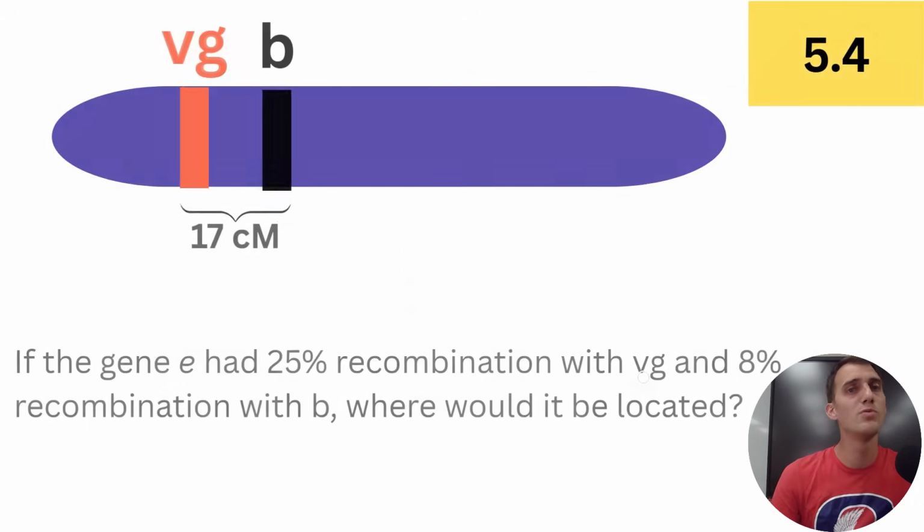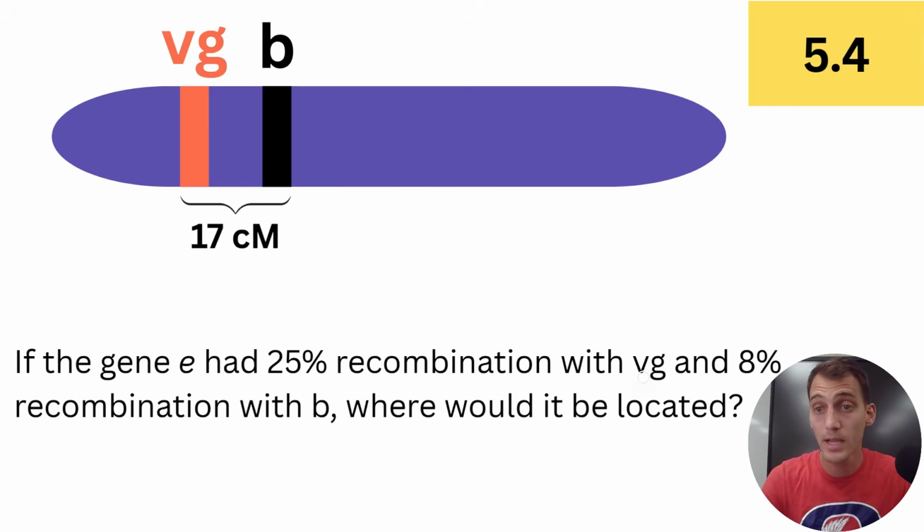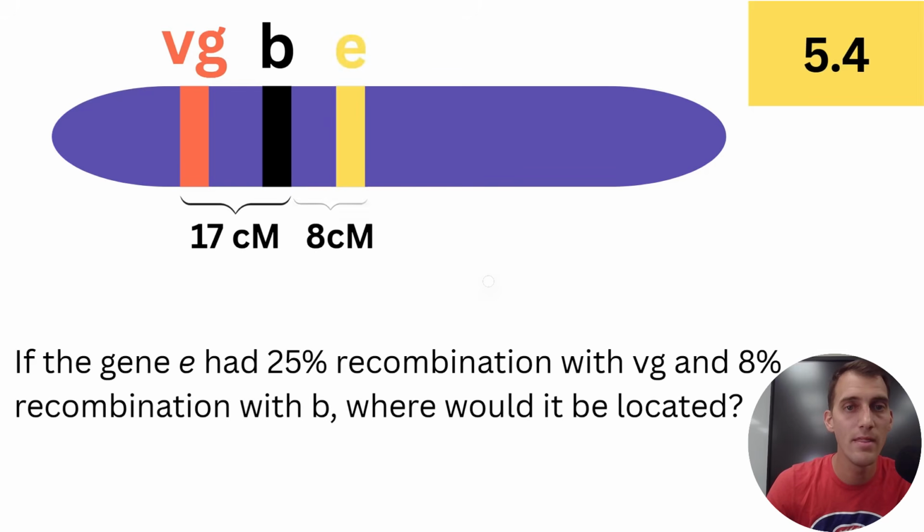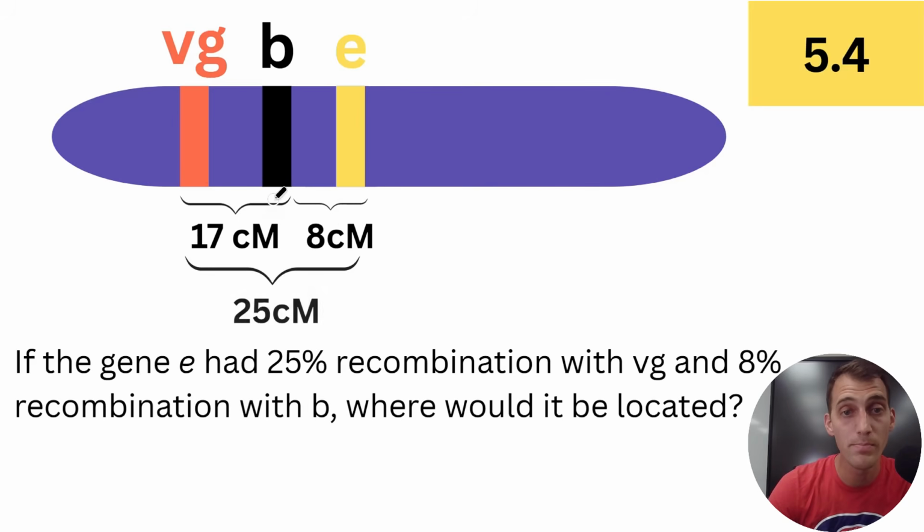All right, so just a super easy example, something you might come across in class. Let's just say I have a gene E, maybe for eye color or something like that. It had 25% recombination with VG and 8% recombination with B. Where would it be located on this chromosome? Well, if it has 25% recombination, it's 25 centimorgans away from VG, and if it has 8% recombination with B, that means it's 8 centimorgans, or map units, away from B. So it would probably be located right there, 25 away from VG and 8 away from B. And that's how you can make gene maps.